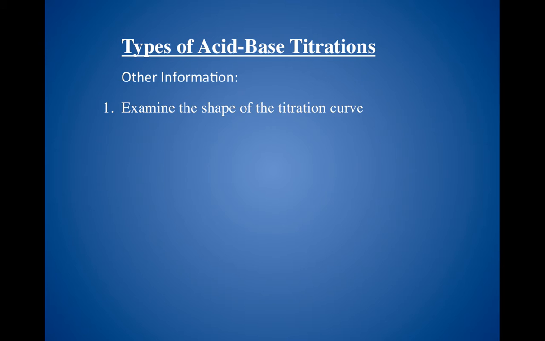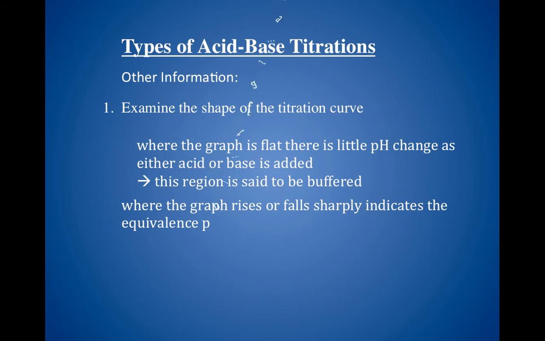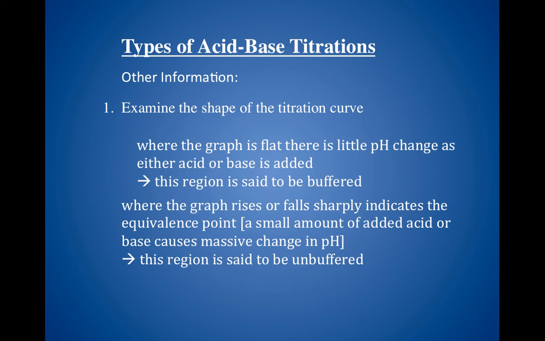So the shape of a titration curve can give us a lot of information. Sometimes I won't tell you what type of titration it was, and from the graph you have to figure out: was it strong acid, strong base; strong acid, weak base; or weak acid, strong base titration. And so that's talking about the buffering where it's flat. Where it rises or falls sharply, that's going to be an equivalence point. A small amount of acid or base causes a massive change in pH. And we have a few other things to add.